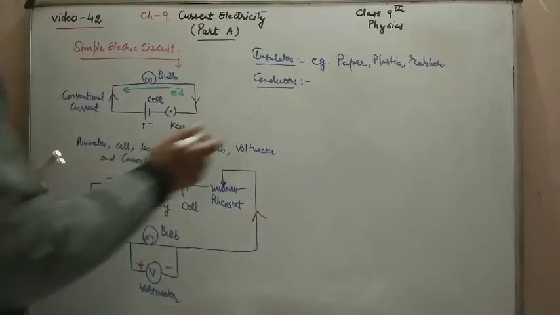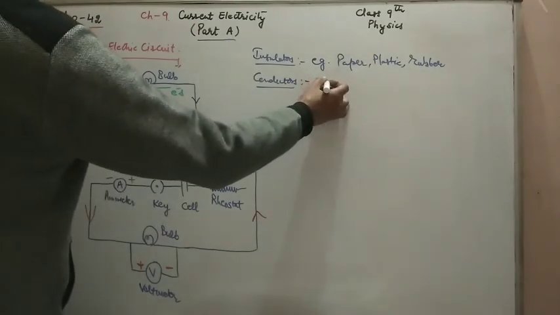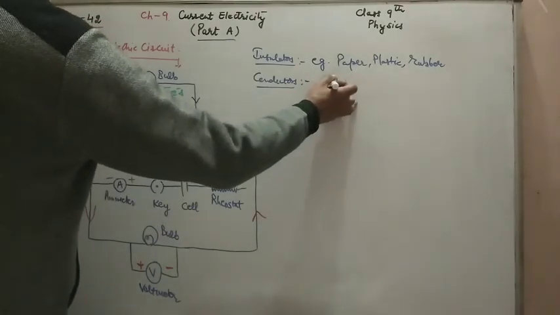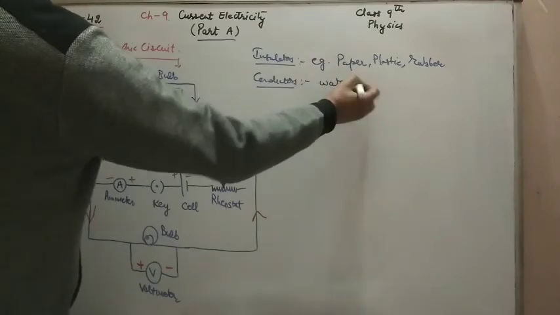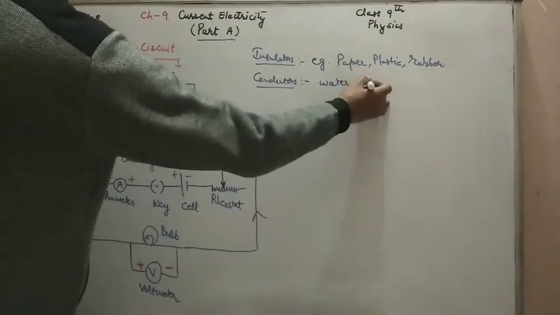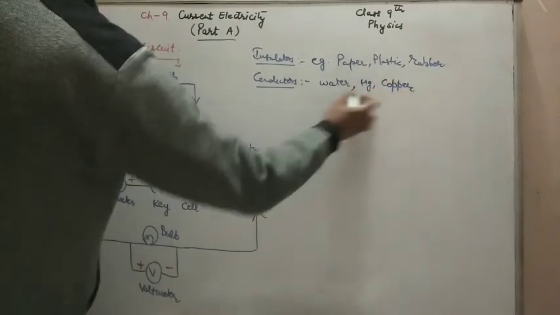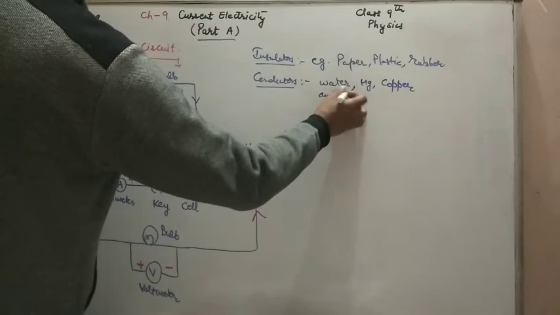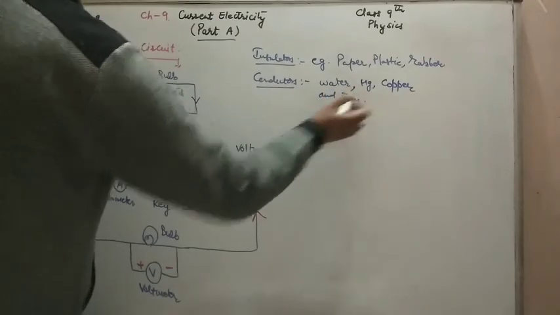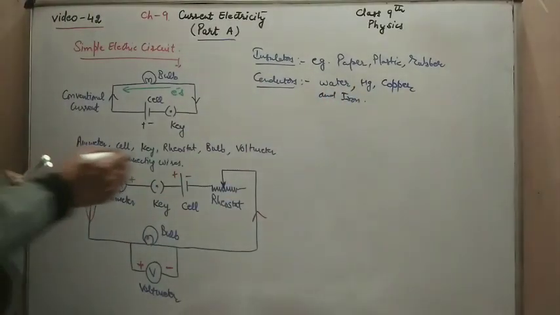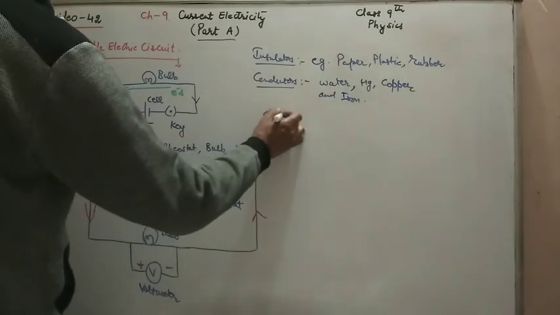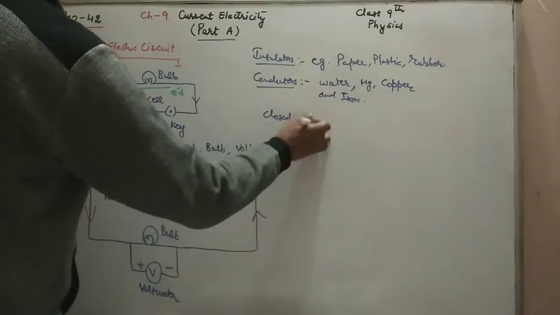Examples are water, normal water, not pure, pure is insulator, water, mercury, copper and iron. Then the last one is closed and open circuit.